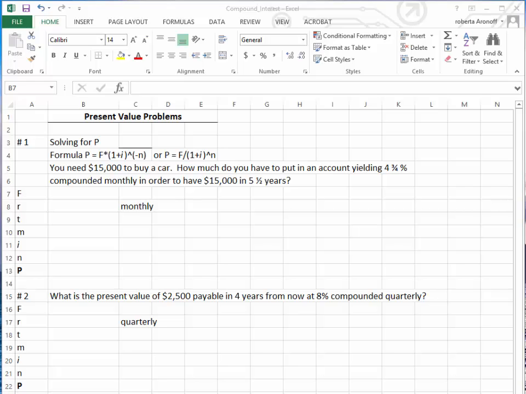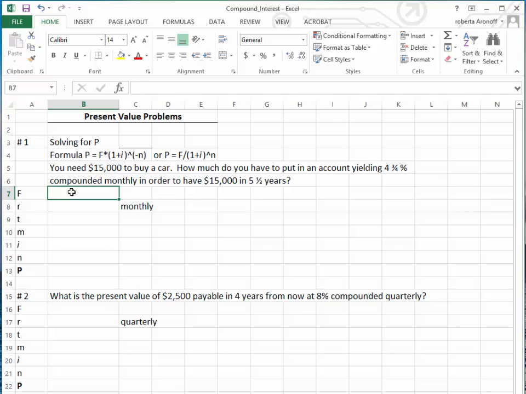Right now, we're going to use this video in order to learn how to use an Excel spreadsheet to calculate the present value, the amount we have to invest, using the formulas that the present value is the future value times 1 plus i to the negative exponent, that's for multiplication, or the same formula can be written with a division. It's the future value divided by 1 plus i to the nth power.